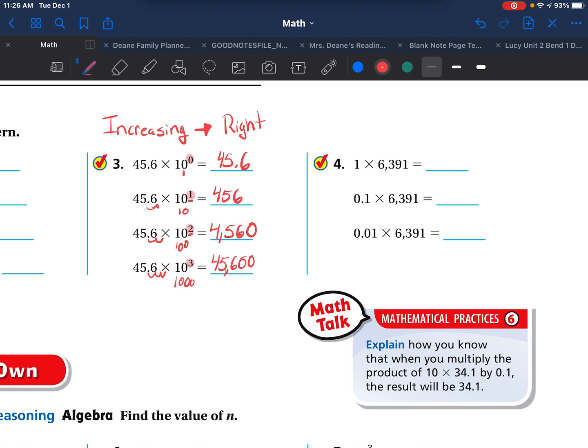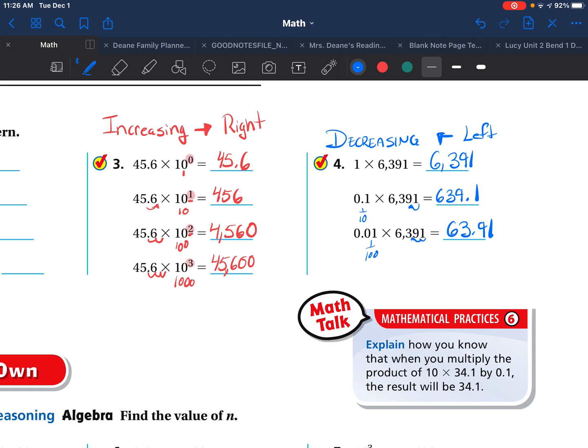Next, it is definitely decreasing. So that means we move to the left. First one doesn't change at all. Next is like a 10th and the 100th. So I move one place over and I get 639 and 1/10. And then 2 places over is 63 and 91/100. That's it.